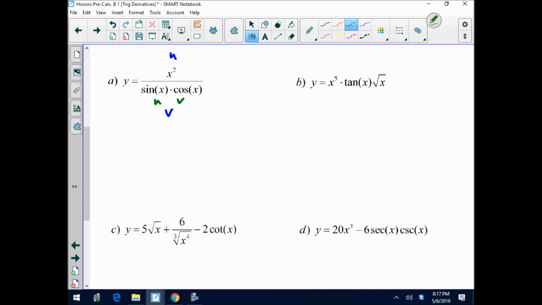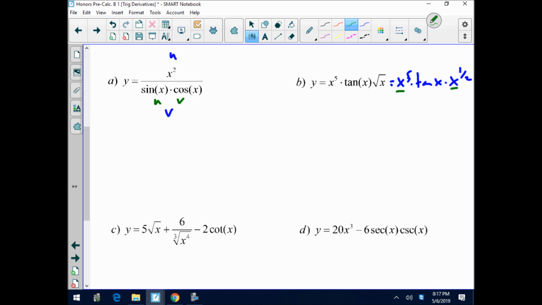So right here, what I'm going to say is if we rewrite this guy as x to the 5th times tan x times x to the 1/2 power, we can say that really we have a product of 3 terms, right? And for right now, if we think about multiplying common bases, we can say that a multiplication of common bases is an addition of exponents.